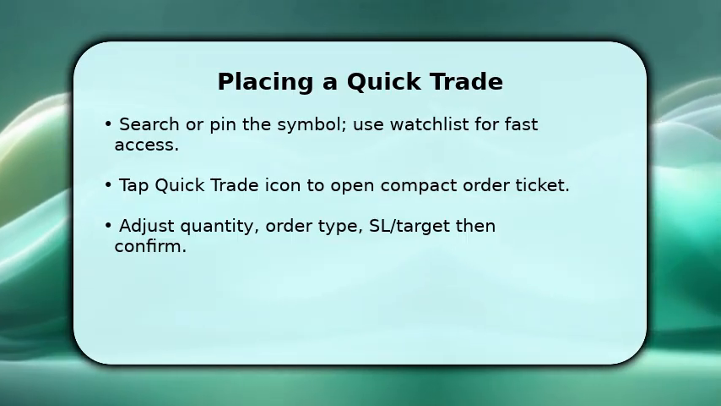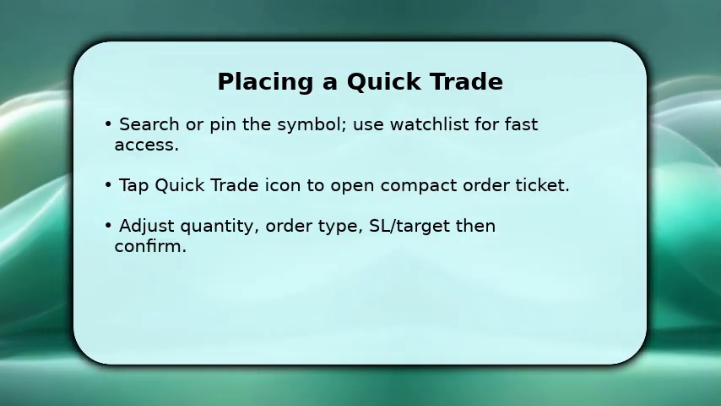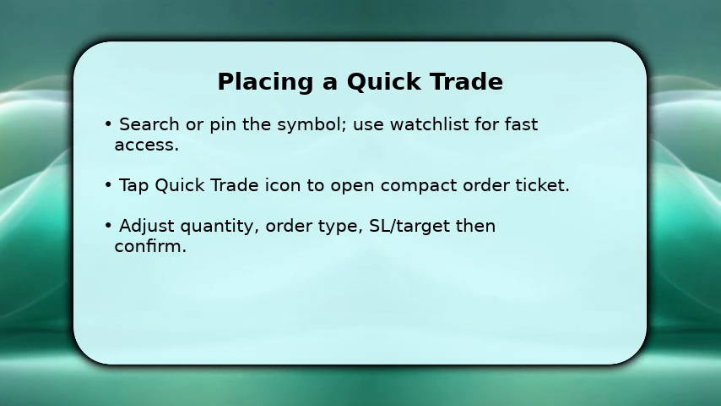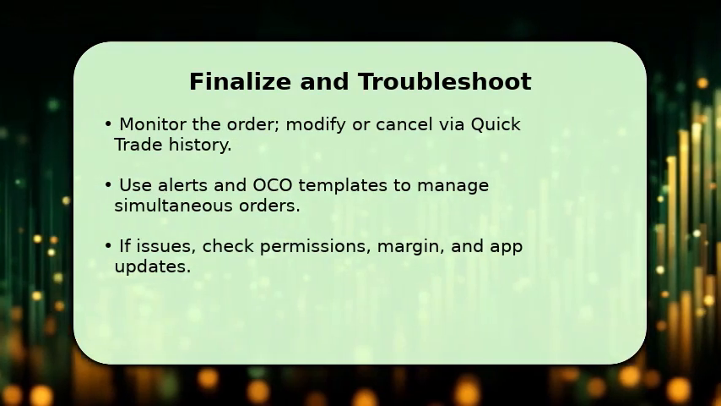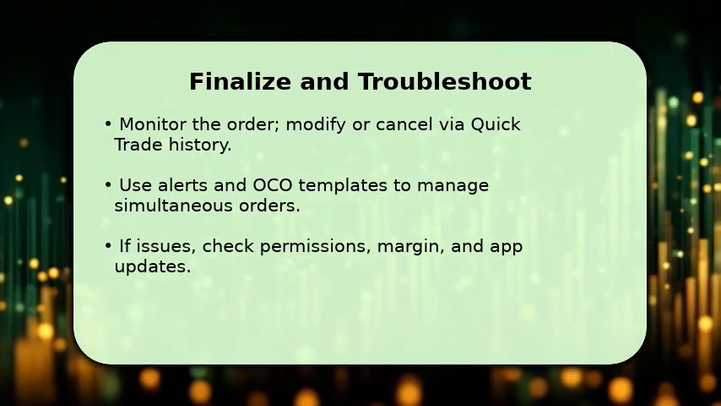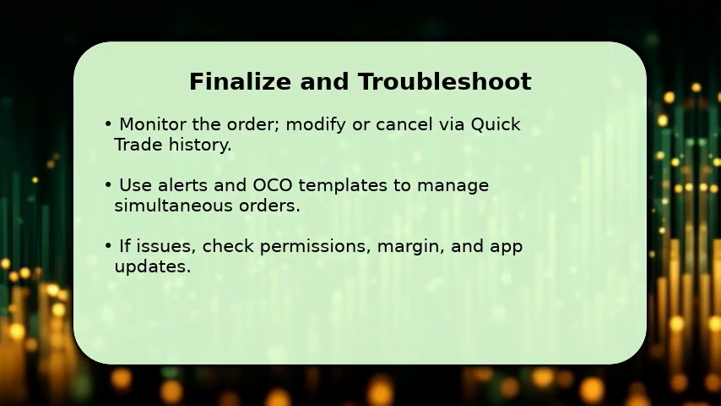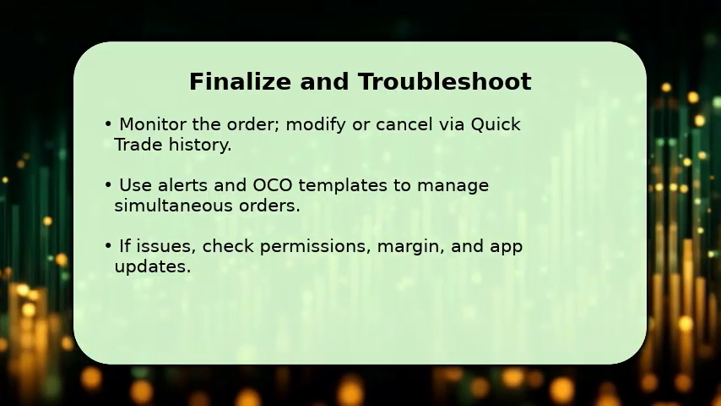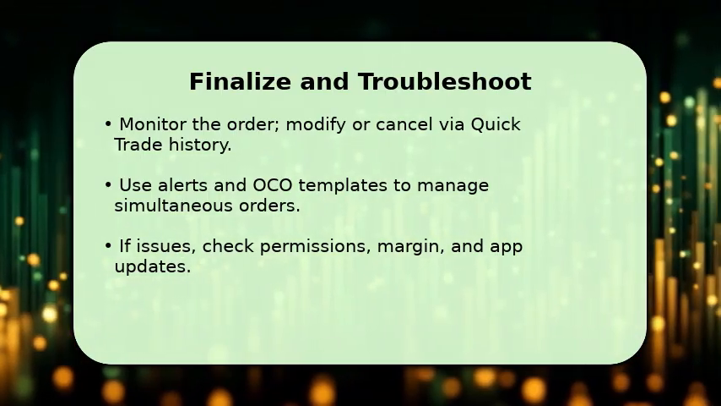Once executed, check the order status badge to ensure it filled or is in the order book. You finish by monitoring and managing the trade through quick trade history. You can modify or cancel with a single tap. To automate exits, use OCO or one-click SL/target templates so paired orders behave predictably.